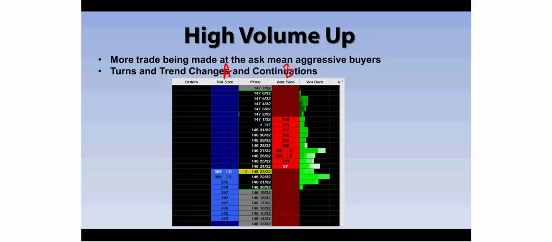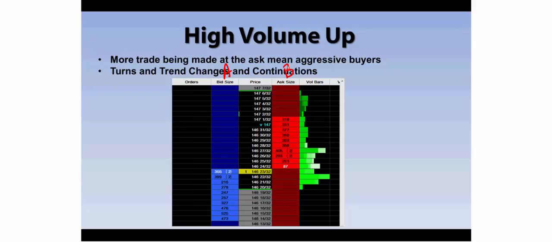Middle? No, not really. Yeah, so usually when you place an order to buy something, you have to pay the ask price, correct? Okay. So if we have more trades executed at the ask and the ask is being lifted, then that is going to be good for turns and trend changes and continuation. And it depends on what you are doing.